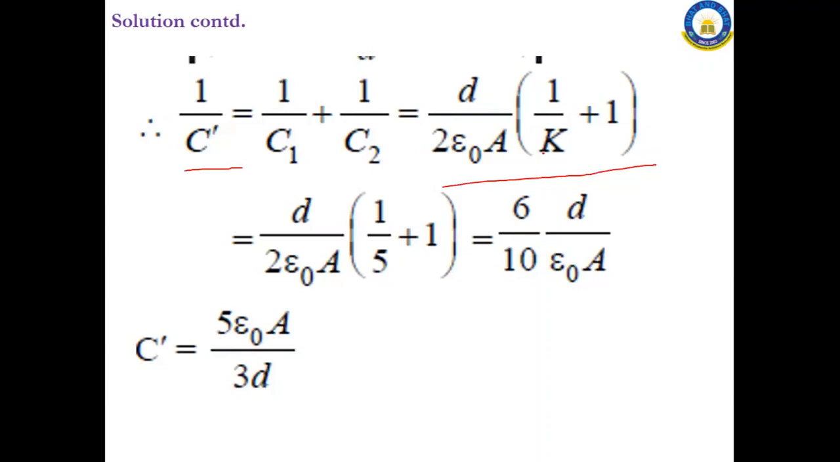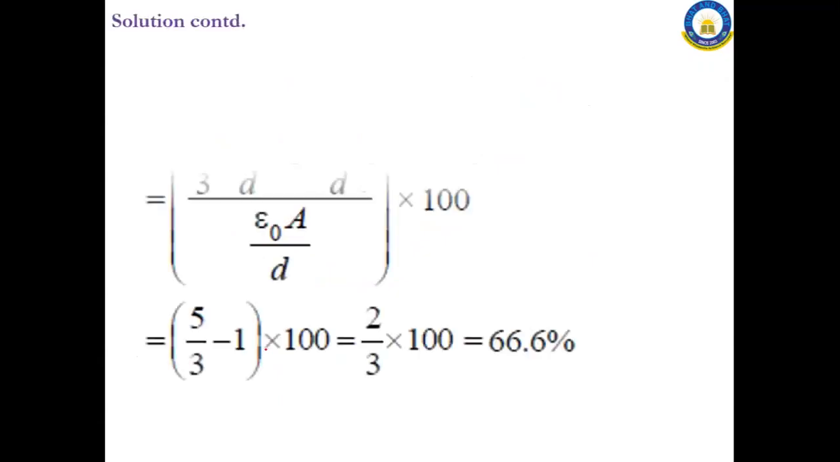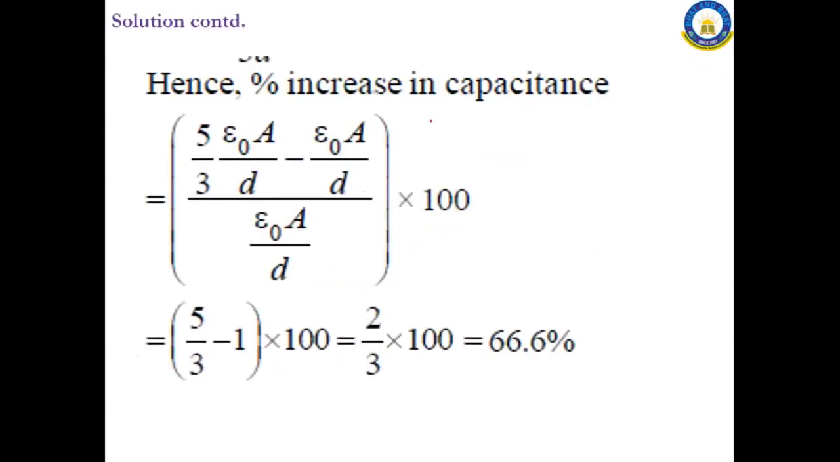Now you substitute for K as 5, it is given in the problem. Then we can simplify it: 5 epsilon naught A by 3d. This is the new value of the capacitance. Now we have to calculate the change in the capacitance. So the percentage increase is the change in the value divided by the original value into 100.